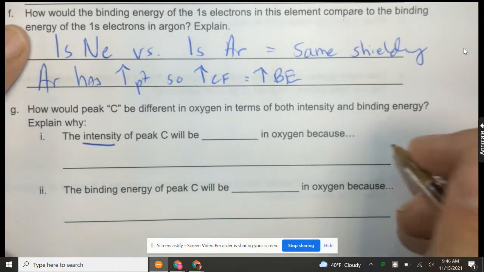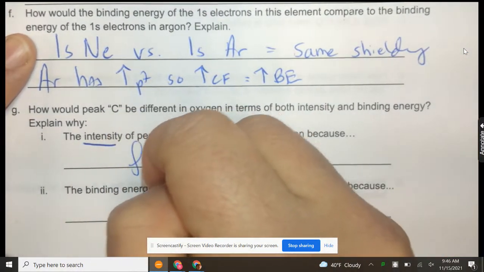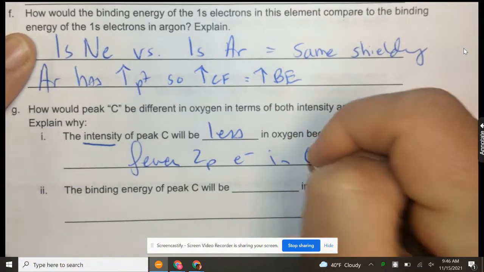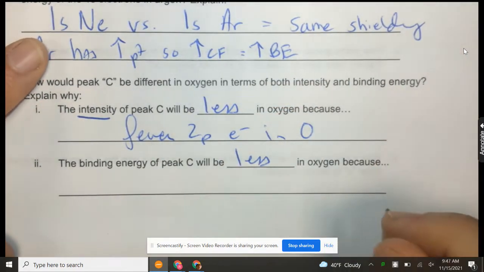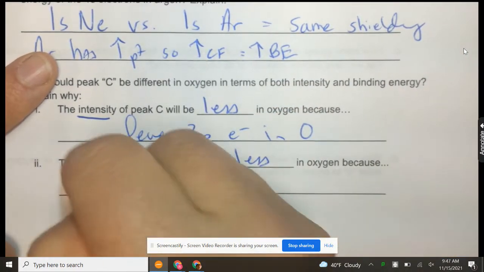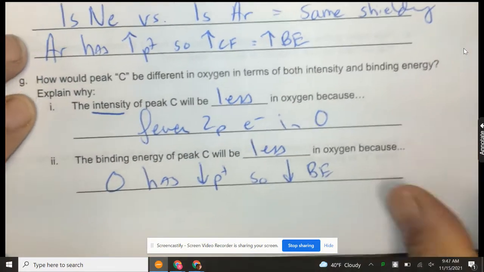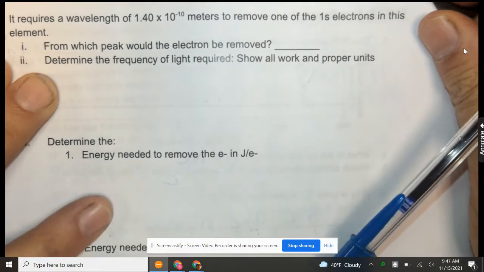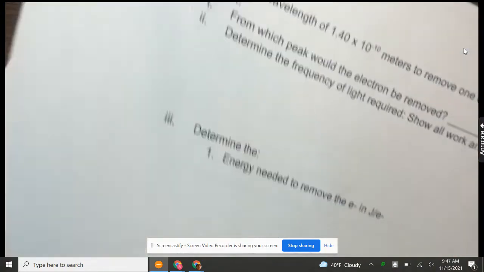Intensity refers to the number of electrons. So it would be less in oxygen because there are fewer 2p electrons in oxygen. The binding energy of peak C would also be less because even though they have the same amount of shielding, oxygen has fewer protons, so weaker binding energy. If you're removing the 1s electrons, you would be removing them from peak A.